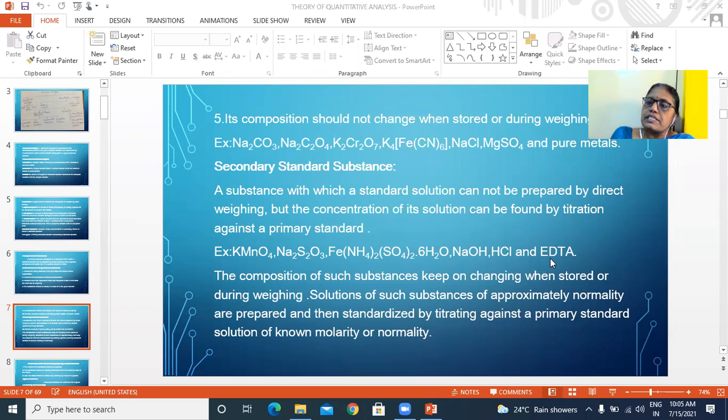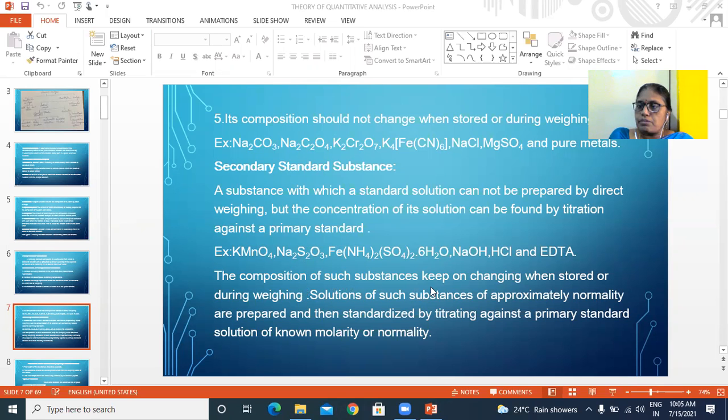And EDTA, which is a complexing agent or coordinating agent, we can generally use to estimate any d-block metal element like magnesium, zinc, copper, nickel. If you want to find it using volumetric titrations, we have to use EDTA. So EDTA is a secondary standard substance.